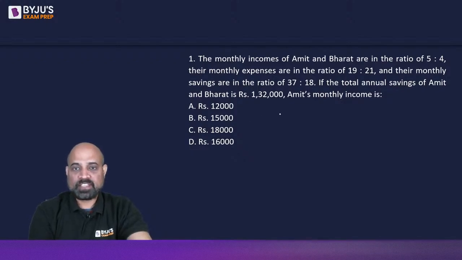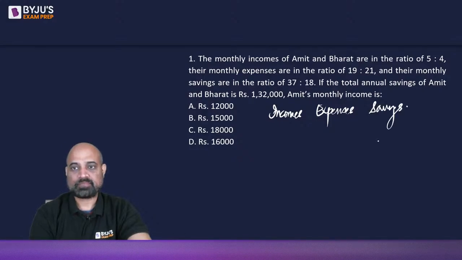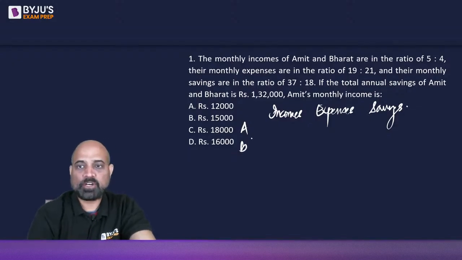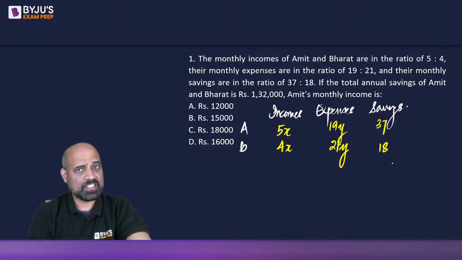So it is given that if we talk about the incomes, the expenses, and the savings for Amit and Bharat, the incomes are 5x and 4x, the expenses are 19y and 21y, and the savings are 37z and 18z.